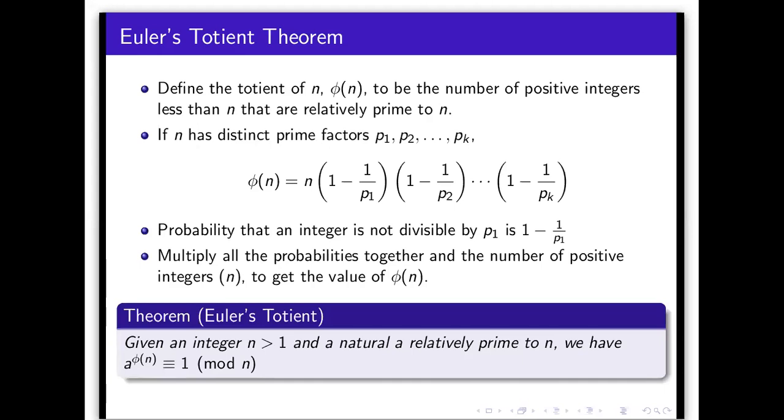So now we can move on to the main theorem. We have, if a is a positive integer relatively prime to n, then a to the phi of n is 1 mod n. Does anyone have any questions so far? We're going to go through a proof of this theorem next.